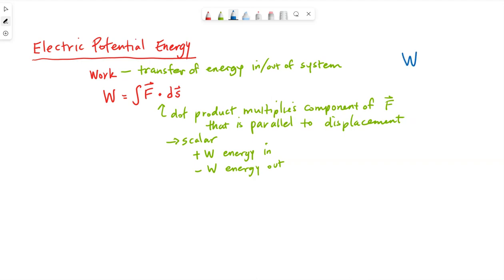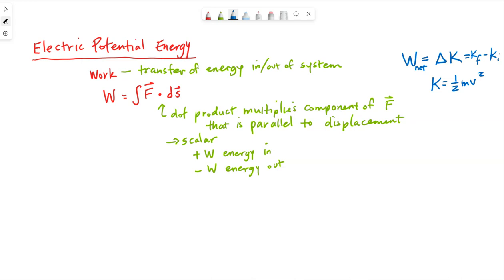So we had the work kinetic energy theorem, where we said the net work on the object or system was equal to the change in kinetic energy of the system, where the kinetic energy is 1/2 mv squared. So the change in kinetic energy would be the final kinetic energy minus the initial. So what we're going to look at now is how we can apply this in terms of charges and electricity.